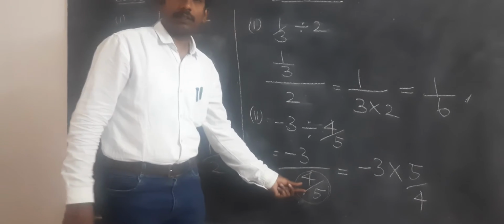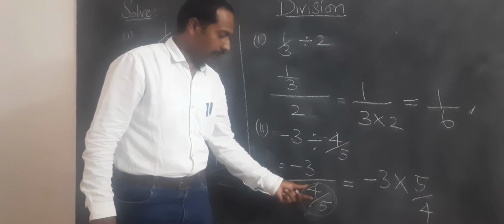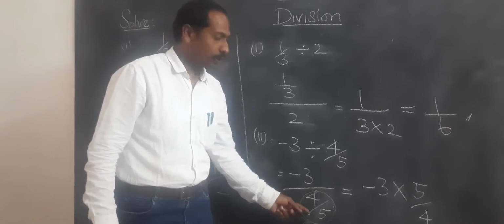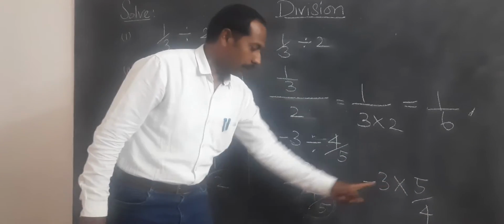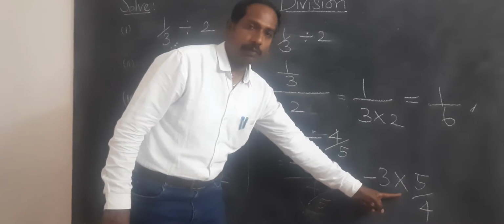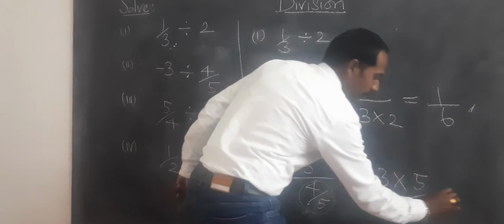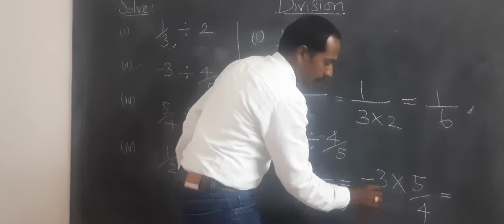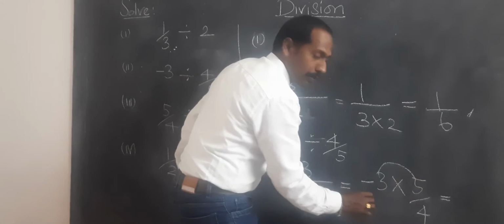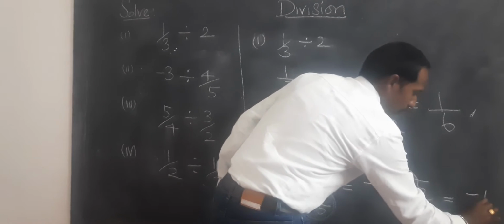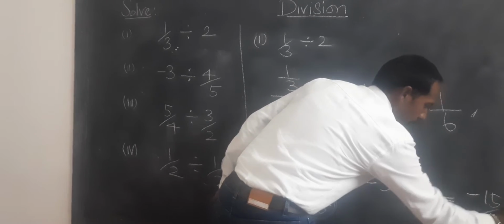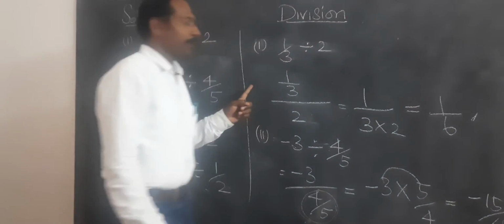This is a very important step. Any fraction in the denominator, you write the reciprocal of the denominator. Then the divide also changes to multiplication. Now you multiply, because it is a multiplication. Directly multiply the two numbers, then divide. So minus 3 into 5, 15, divided by 4. This is the answer for the second problem.